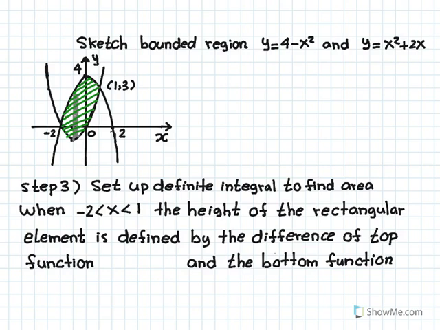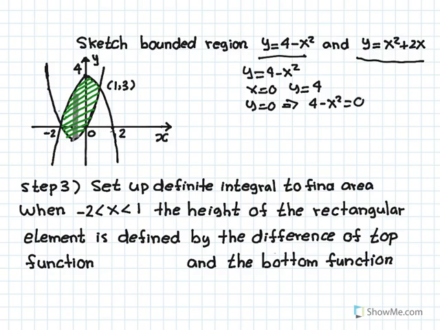All right, so step 2, sketch the bounded region y equals 4 minus x squared and y equals x squared plus 2x. To sketch this, the best thing to do is to find the x and y intercepts of both of these parabolas. So we have y equals 4 minus x squared. This is a downwards pointing parabola because we have minus x squared. If you plug in x equals 0, you get y equals 4. This is the y-intercept. To find the x-intercept, let's make y equals 0. That means 4 minus x squared equals 0, so x squared equals 4. Solving for x, we get x equals 2 and x equals minus 2, with y equals 0.